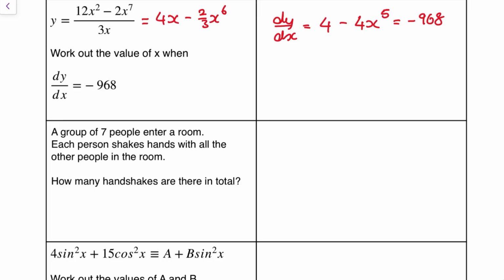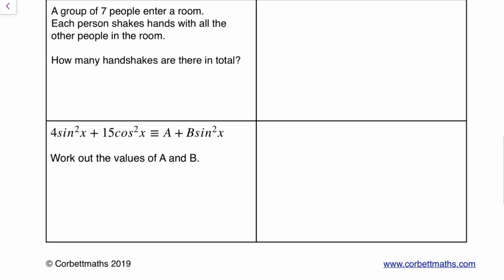Let's take away 4 from both sides, so minus 4x to the 5 equals minus 972, divide by 4, so x to the 5. Now I want to recognize this number, and I do indeed, because it's minus 243, where my minus is cancelled because I divide by minus 4, which means that x is equal to, I think it's 3, but I'm just going to double check it. So the power of 0.2 does indeed give me 3 as my final answer. And that's it, question done. Good question, that one. Next question.